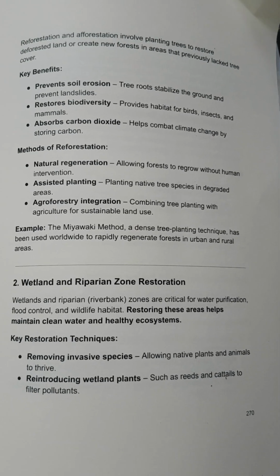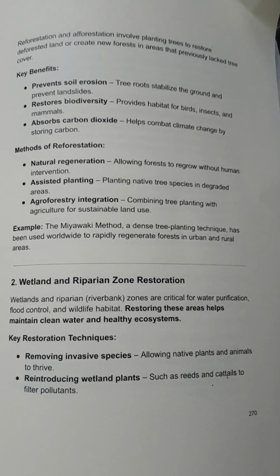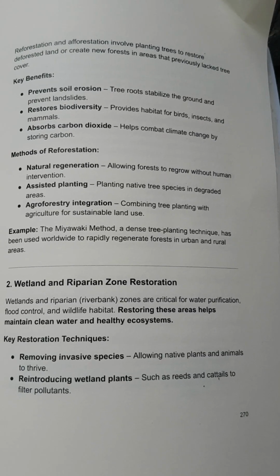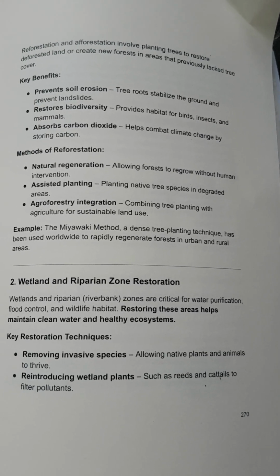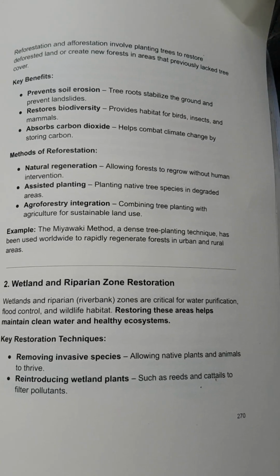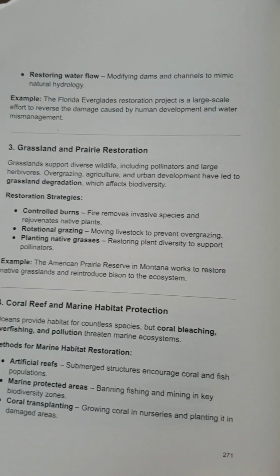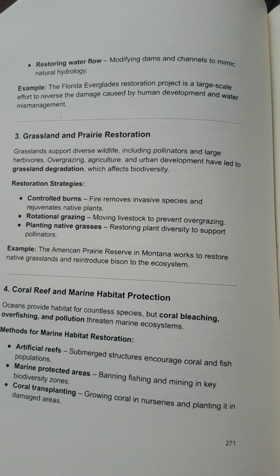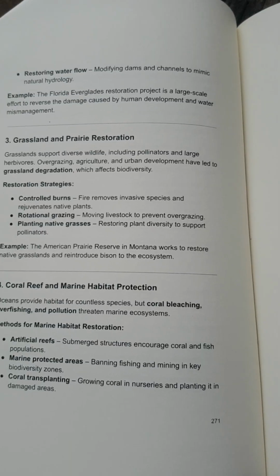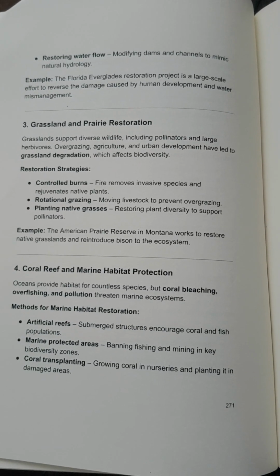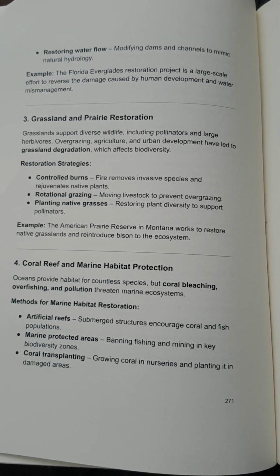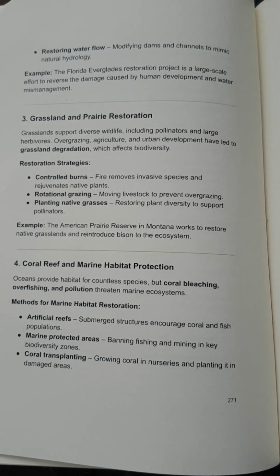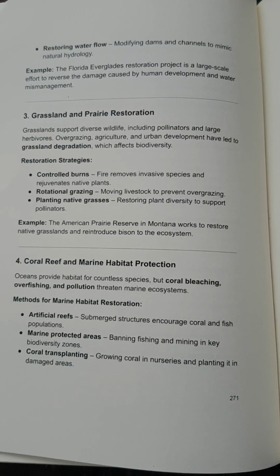Key restoration techniques. Removing invasive species, allowing native plants and animals to thrive. Reintroducing wetland plants, such as reeds and cattails, to filter pollutants. Restoring water flow, modifying dams and channels to mimic natural hydrology. Example, the Florida Everglades Restoration Project is a large-scale effort to reverse the damage caused by human development and water mismanagement.